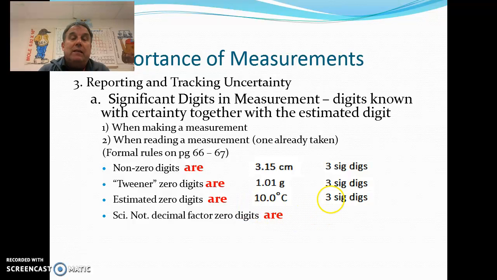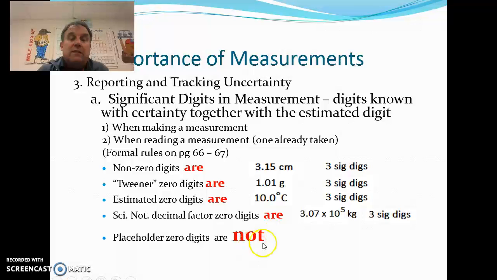Scientific notation, the decimal factor zeros are significant. So if I have 3.07 times 10 to the 5th kilograms, this is the decimal factor. There's 1, 2, 3 significant digits in that factor. This is where we show significant digits. This factor just tells you how big or small the number is. And there'll be another tutorial that will go through scientific notation. But this is where you count Sig Digs. And any and all digits that are in this factor are significant by definition. In fact, that's one of the reasons scientific notation was invented.